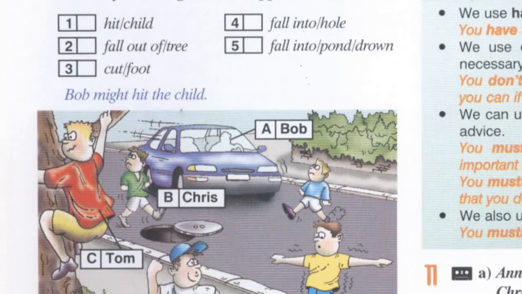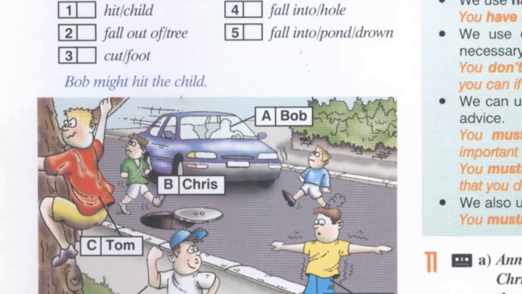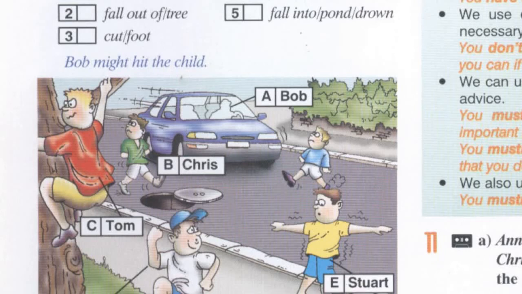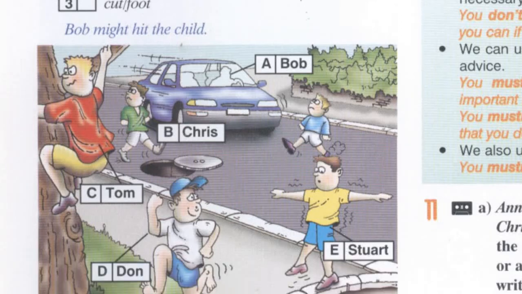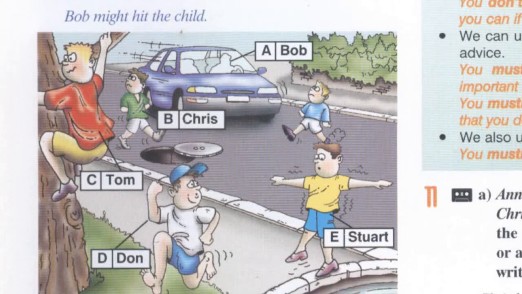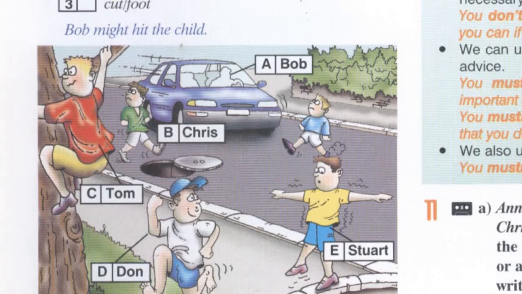Look at the picture here. Okay, you see the picture here, and with the prompts in the picture you can see A is Bob and B is Chris, and you can see the others like C, Tom, you can see D, Dan or Don, and E, Stuart.